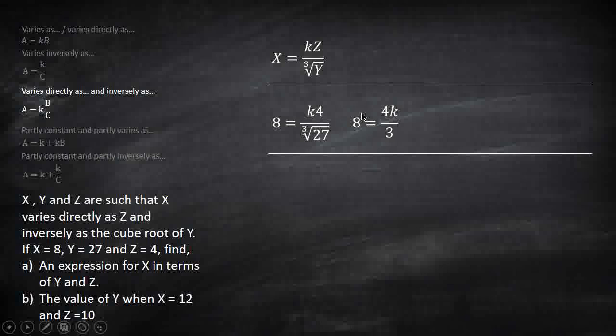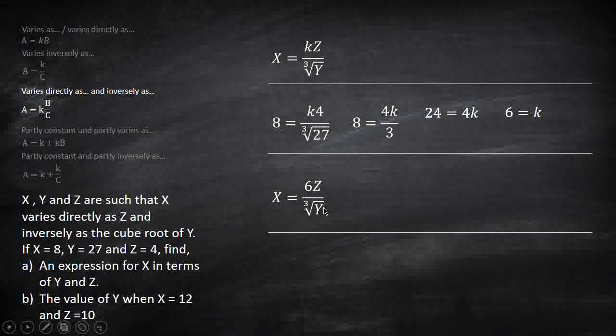So we have 8 over 1 is equal to 4k over 3. Fractions that are equal, so we will cross multiply. 3 times 8 is 24. 1 times 4k is 4k. So 24 is equal to 4k. To get k, we divide both sides by 4. k is equal to 6. And the formula is x is equal to 6z divided by the cube root of y.